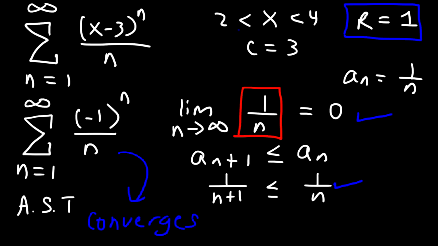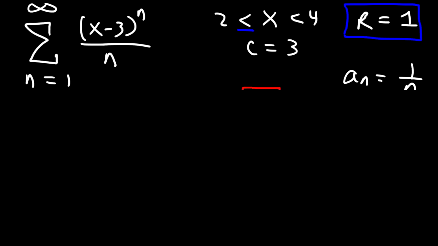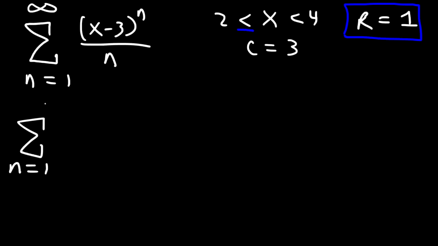So we could say that x is equal to or greater than 2. So 2 is included. Now we need to see if 4 is going to be included in the interval of convergence. Now let's substitute x with 4. So we're going to get the series 4 minus 3 to the n, which is 1 to the n, and 1 to the n is just 1, so we're going to have 1 over n.